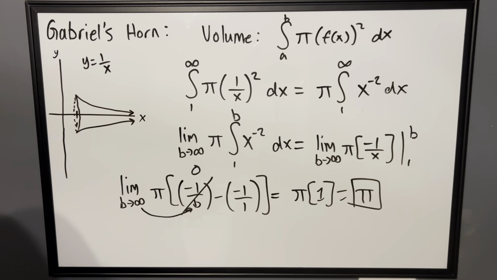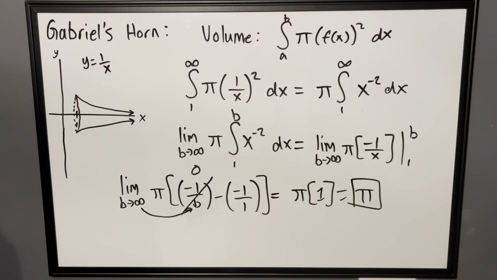Now, of course, this is an interesting result, but now we need to do the surface area. And we think, well, if the volume is finite, then the surface area probably is too. But you'll see that it's not exactly what we think, and this is what makes it so cool to work with. So let's go ahead and do the surface area right now. All right, so now we want to evaluate the surface area of Gabriel's horn.